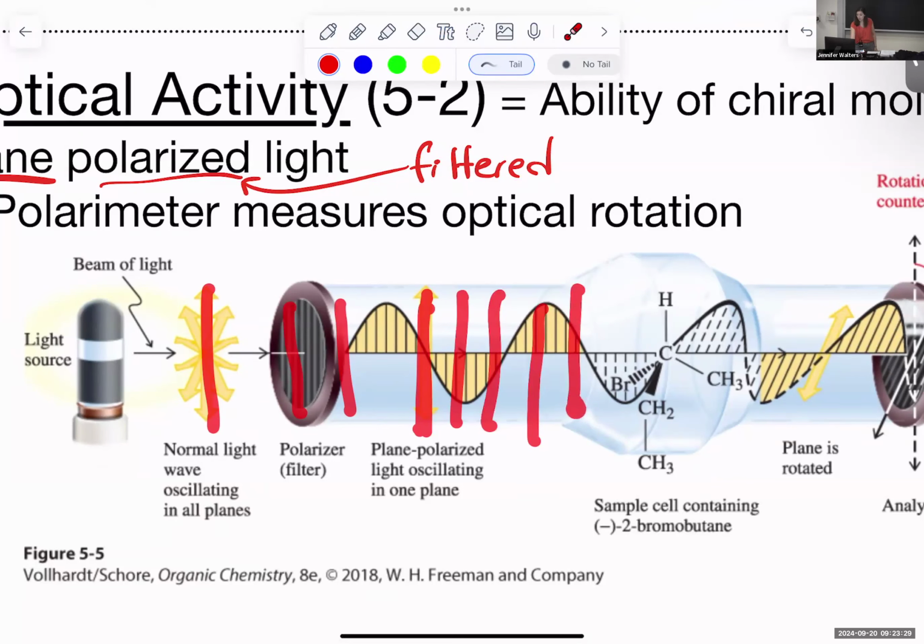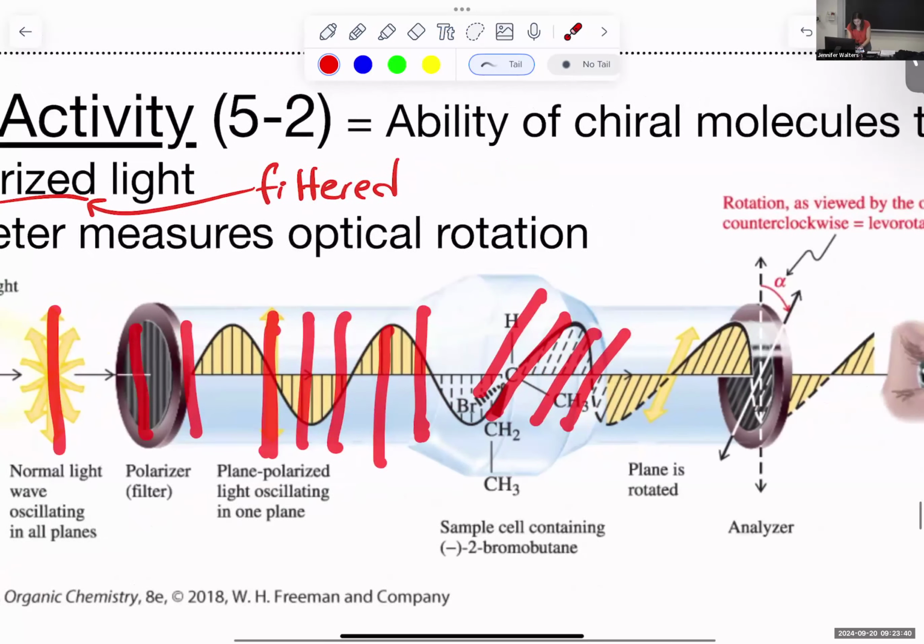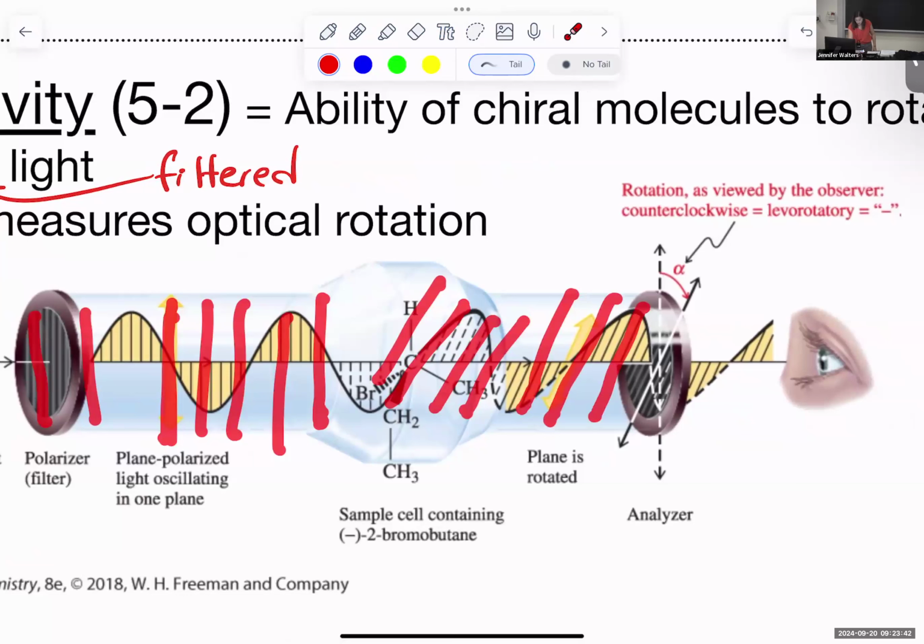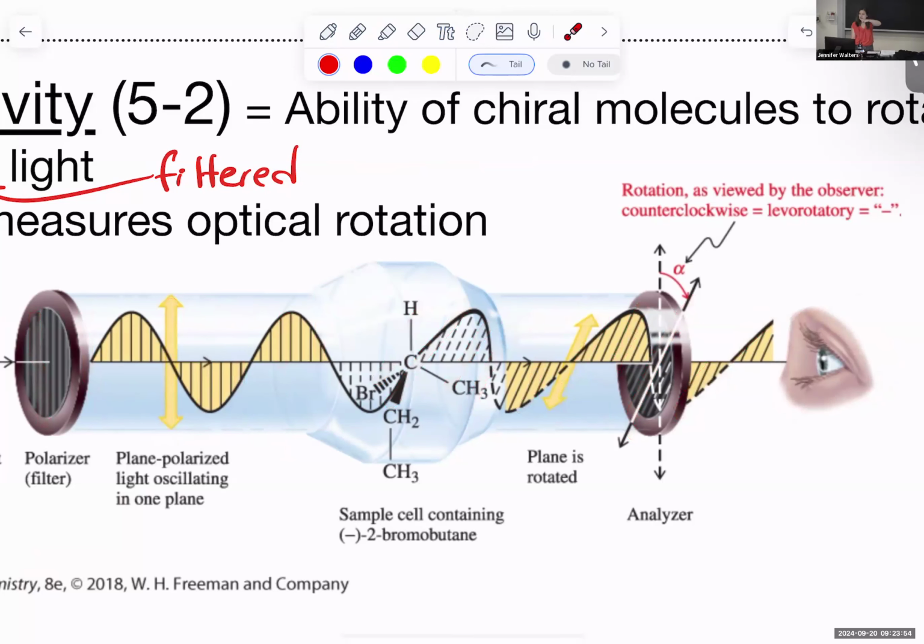Ooh, I get to my chiral molecule. My chiral molecule will act as a propeller, and it will literally rotate the light. So it was straight up and down. Now it's left and right. And then that's what I see out. So here's my little eyeball. I see that light has rotated. So I see this actual light has shifted. Like you see a line that is angled differently than where it would be without your sample.